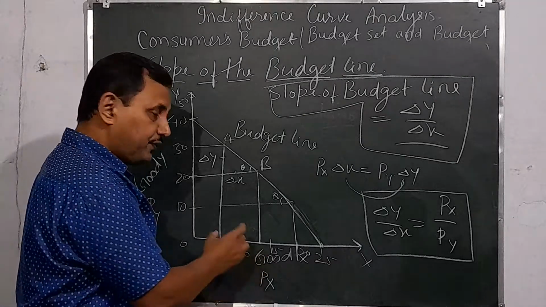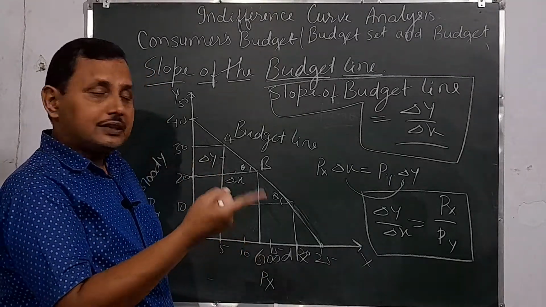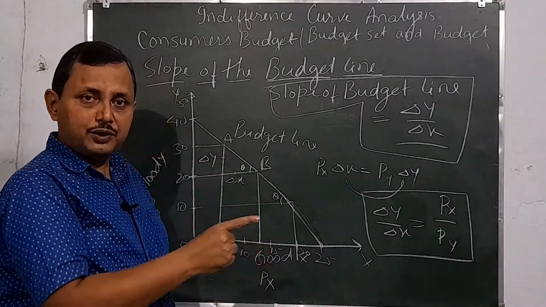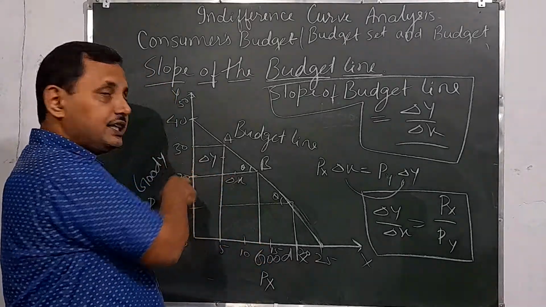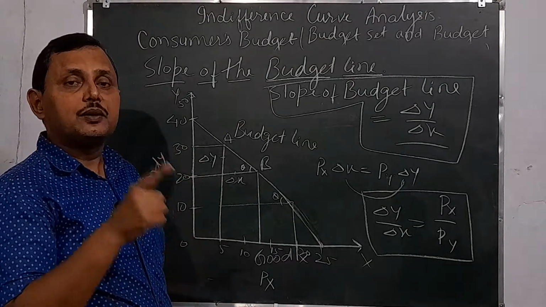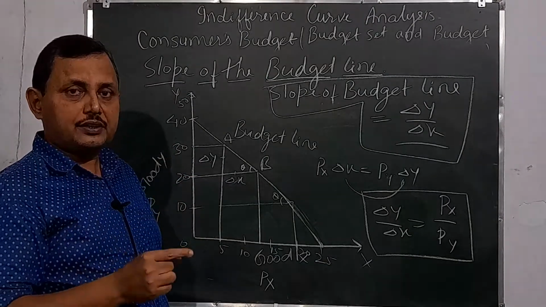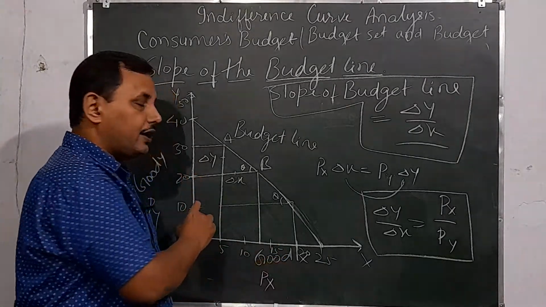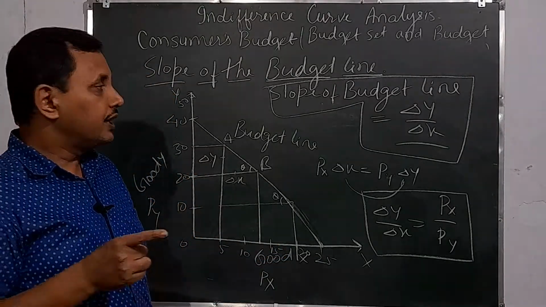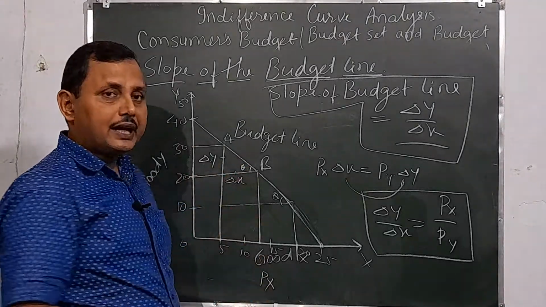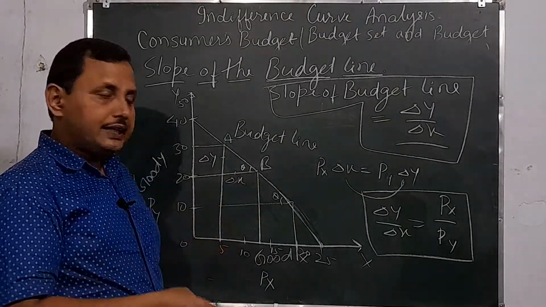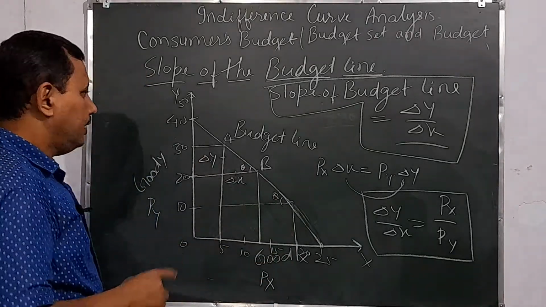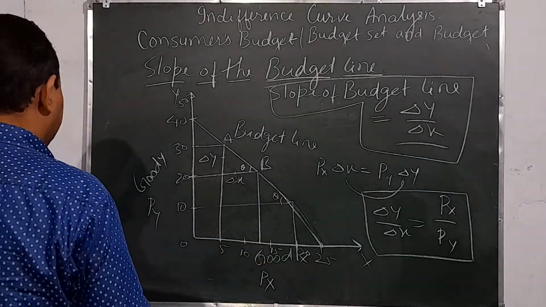So if one variable is increasing, at the same time the other variable is decreasing. If there is an increase in the quantity of one good, at the same time there is a decrease in the quantity of another good, so that the budget of the consumer is constant. There is an inverse relationship between the quantity of good X and the quantity of good Y consumed by the consumer. That's why the slope of the budget line is negative and the budget line slopes downwards. So this is the characteristic or nature of the budget line.